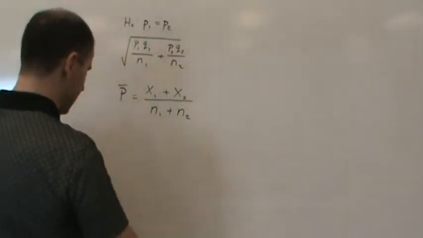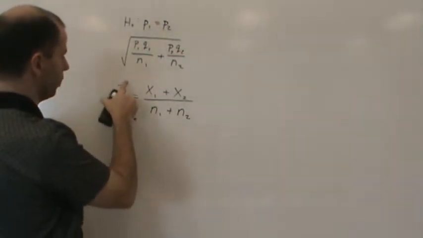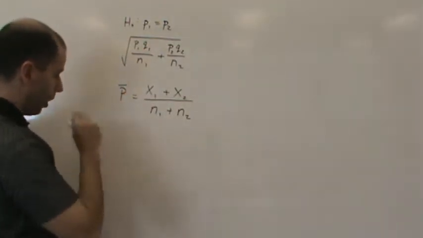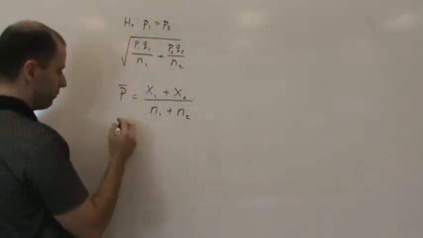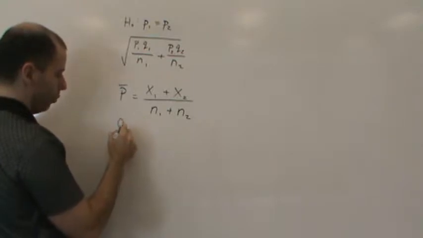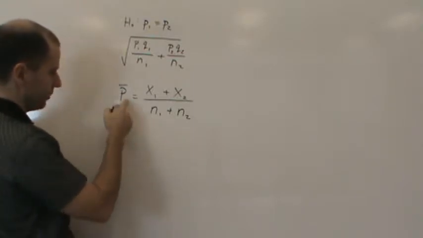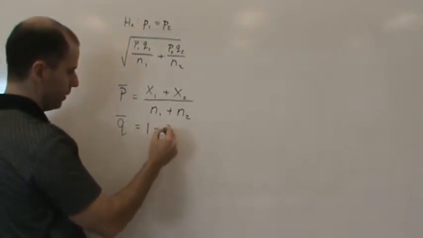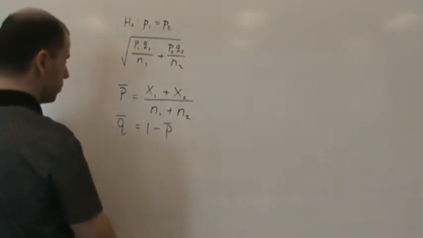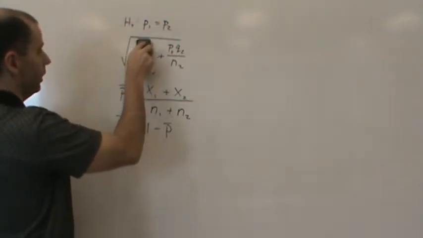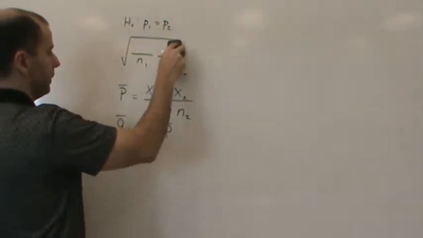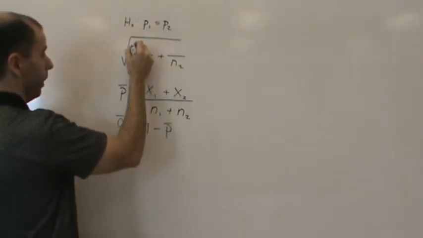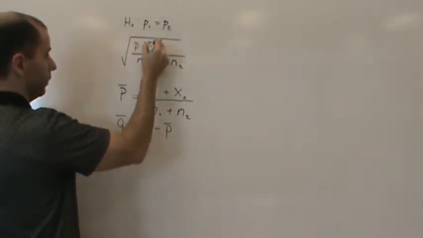So what happens? Now I'm going to go back. So what we're going to do is we're going to replace P1 and P2 with P bar. Now also, we're going to have to deal with Q1 and Q2, right? So obviously if this is this, Q bar is going to equal 1 minus P bar. So now we're going to replace P1, Q1, and P2, Q2 with the same thing, P bar and Q bar.